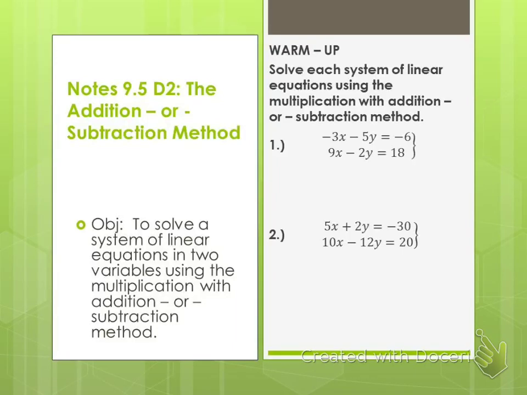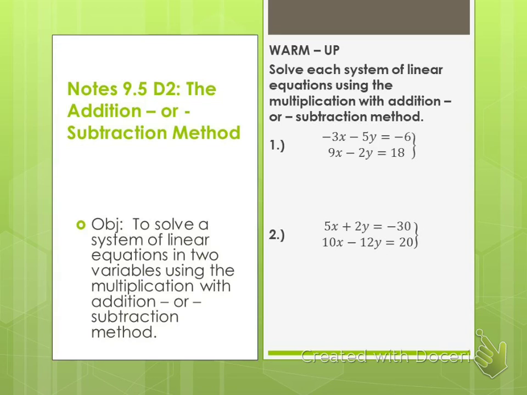Today we're going to do 9.5 day 2. So we are still solving systems of linear equations. We are still going to be trying to get rid of a variable by multiplying an equation by some number to force a variable to cancel out. All right, who can tell me which equation they multiplied by what number on number 1?